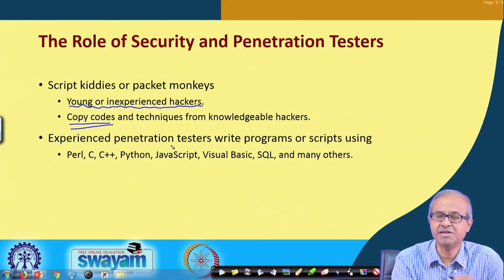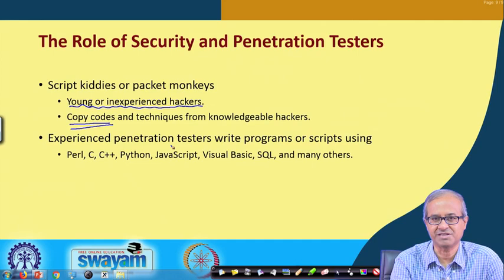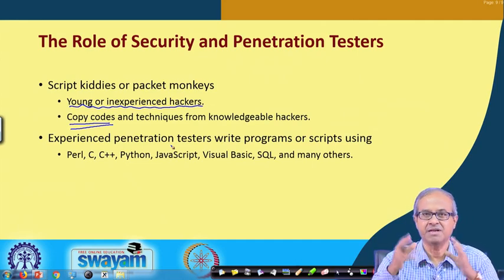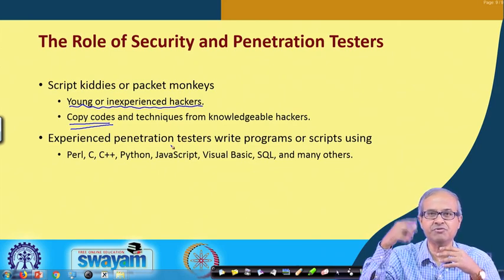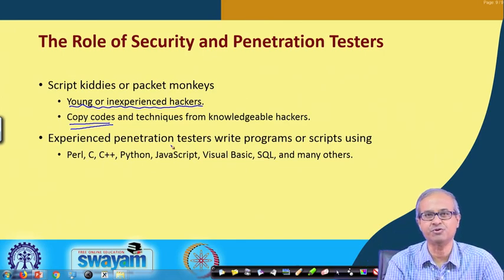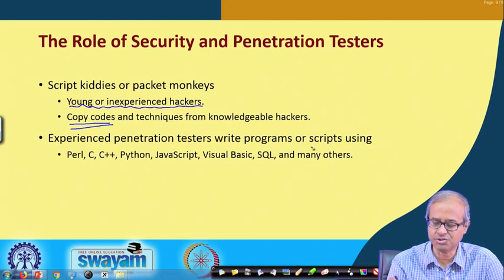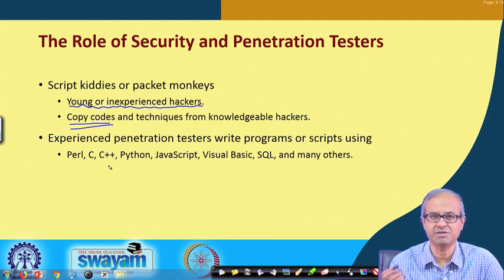But experienced penetration testers do not copy codes from such places. They usually develop scripts, they use a set of tools, and they run a set of scripts using which they run those tools in specific ways to carry out specific things. And these tools or scripts are typically written in different scripting languages like Perl, Python, JavaScript. They can also be written in languages like C, C++ and so on.